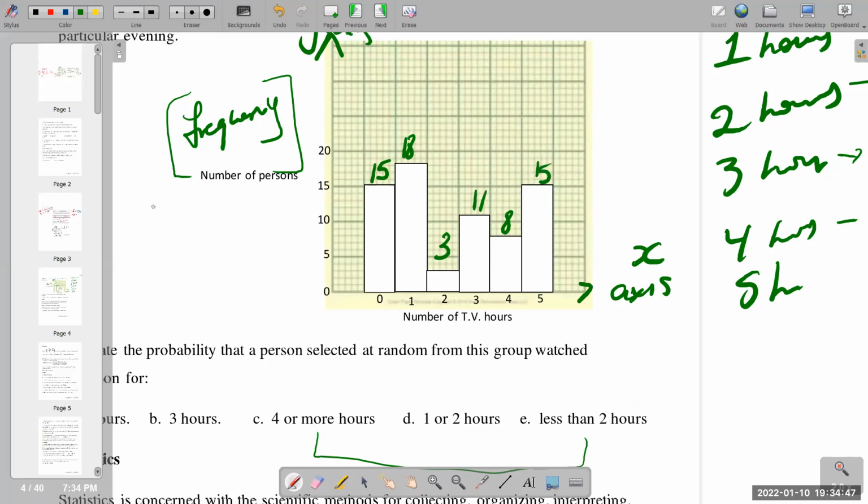And so for A, what is my denominator? Somebody pull out your calculators quickly. Tell me where you get. What is the total? So some people saying 50, some people saying 70. Back check it, please. 15 plus 18 plus 3 plus 11 plus 8 plus 15. 50?